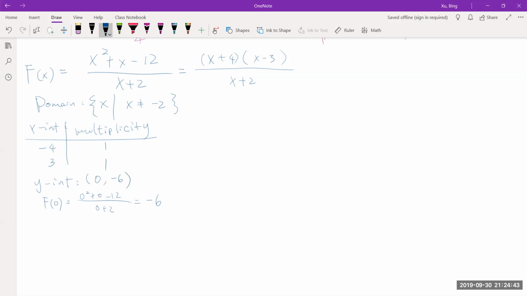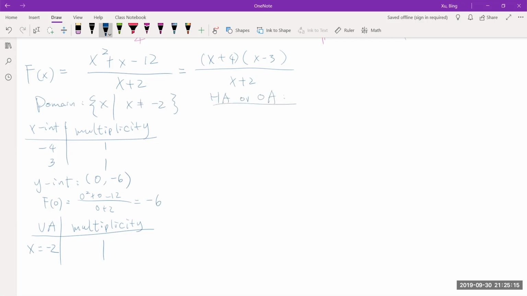All right, now the vertical asymptote. What is the vertical asymptote? x equals -2. Very good. And the multiplicity here is 1.